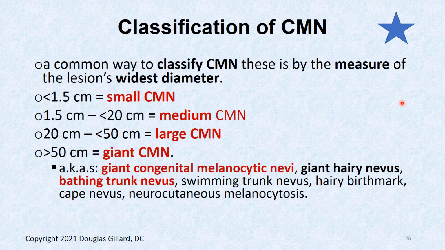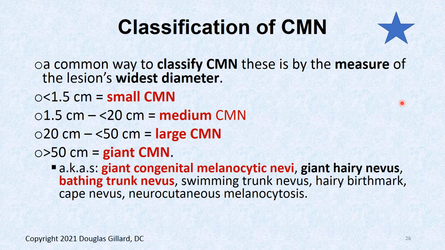If it's under 15 millimeters or under 1.5 centimeters, it's classified as a small CMN. And between 1.5 and less than 20 is a medium CMN. And between 20 and less than 50 is a large CMN. And once in a blue moon, you get the giant CMN. Those are greater than 50 centimeters, and those are huge.